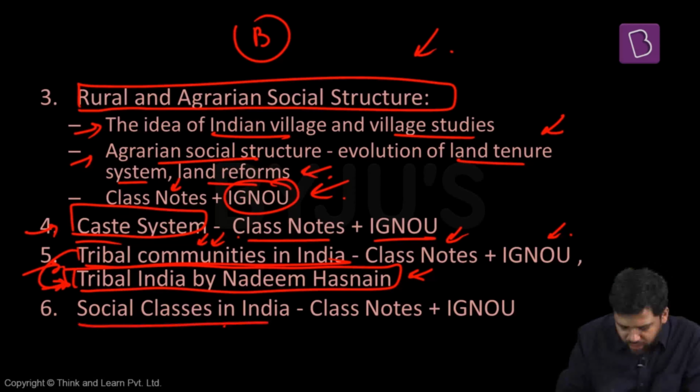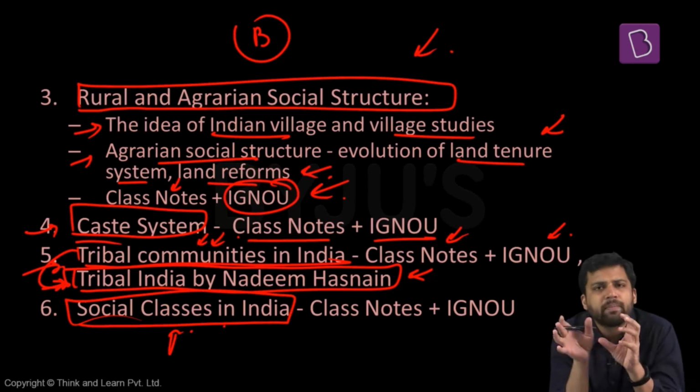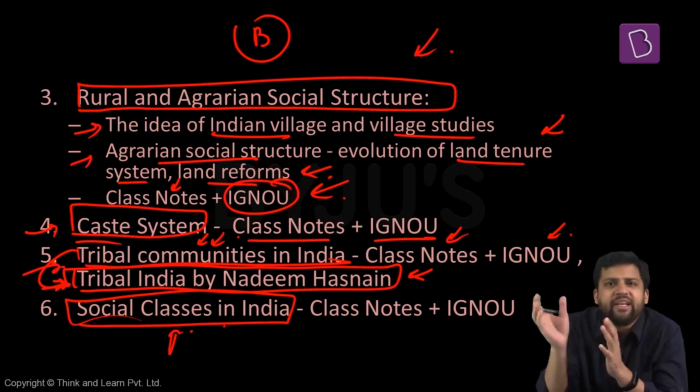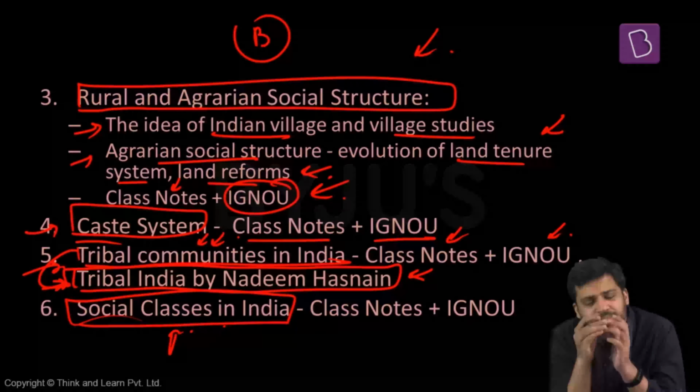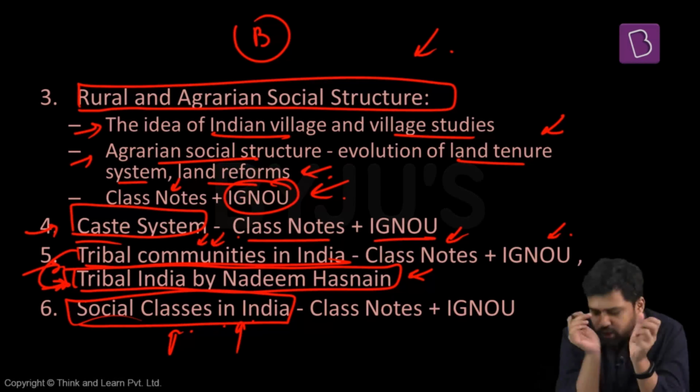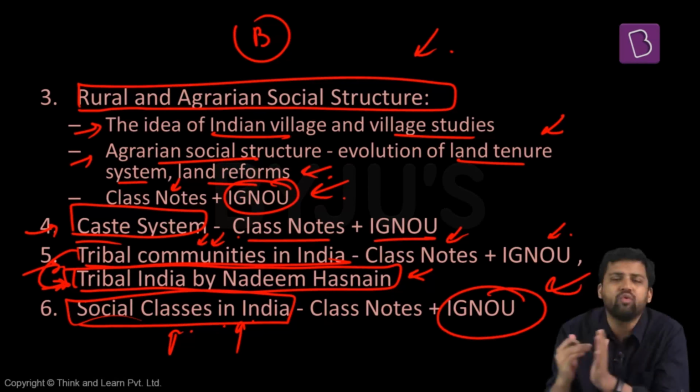The next topic, social classes in India. Now, this chapter talks about the different classes that exist in Indian society. What is the agrarian class structure? What are the middle classes? What is the industrial class structure? So we will be understanding these classes. And the most important resource, again, is IGNOU here, apart from the class notes. So I'll be providing you IGNOU resources for this.